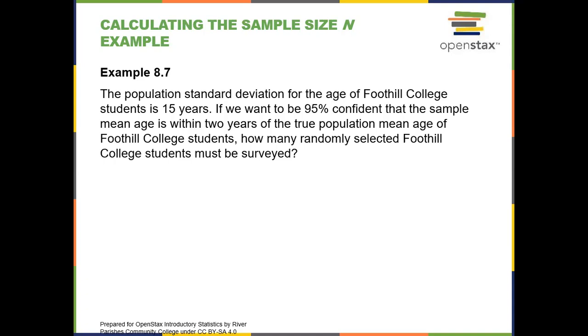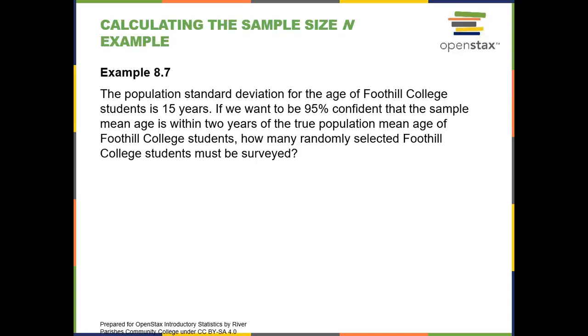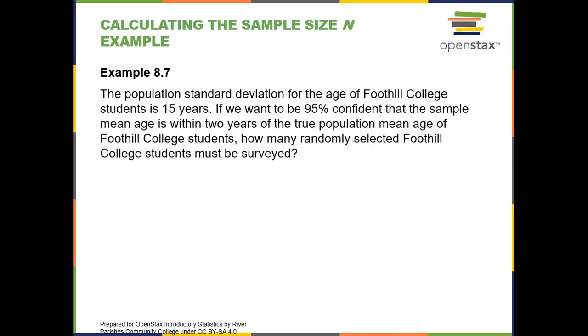Now for 95% confidence, we already determined z alpha by 2 is 1.96. So it will be, put the parenthesis, I'm going to use this formula. z is 1.96 times sigma. Sigma is 15, okay, divided by the error bound for the mean, which is 2 years.